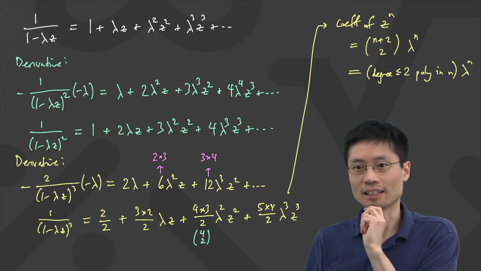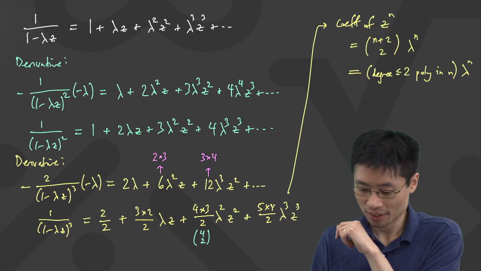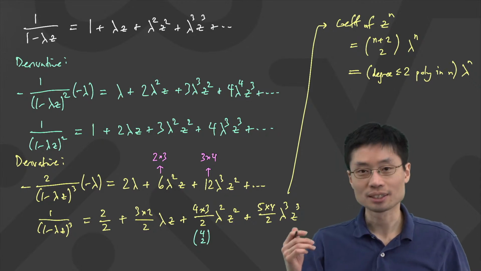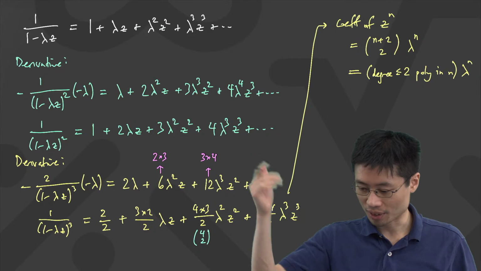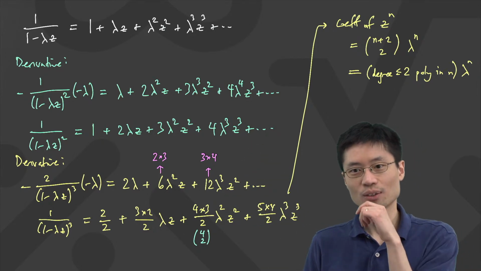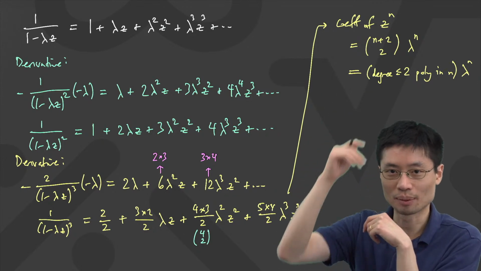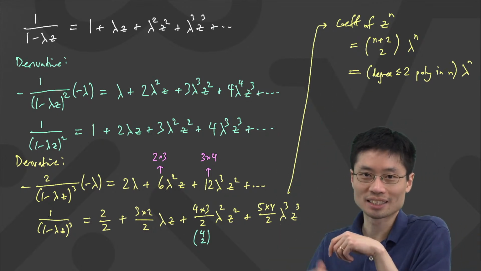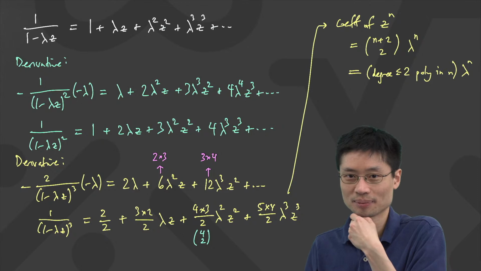The reason I did that is because from the green side, there's a way to express the coefficient of z to the n in the green thing. What is that if I was going to use this same type of language? In the yellow one, I said it's a degree 2 polynomial in n. How about here?